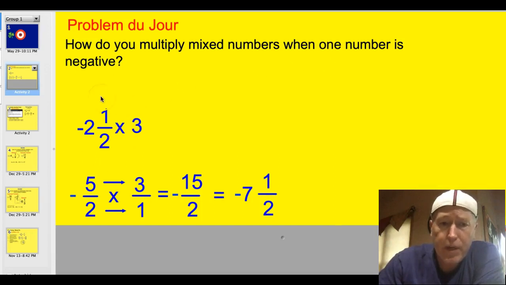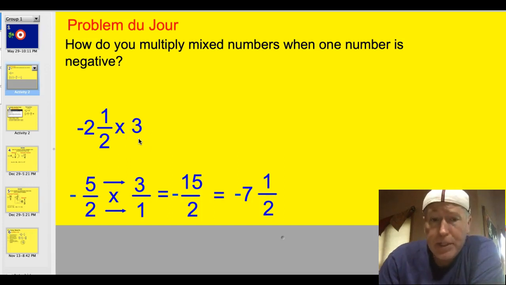All right, well here's the situation. We have a negative 2 1/2 times 3. Well, if you know how to multiply mixed numbers, you're going to be able to deal with negative mixed numbers. You just deal with the negatives at the end.